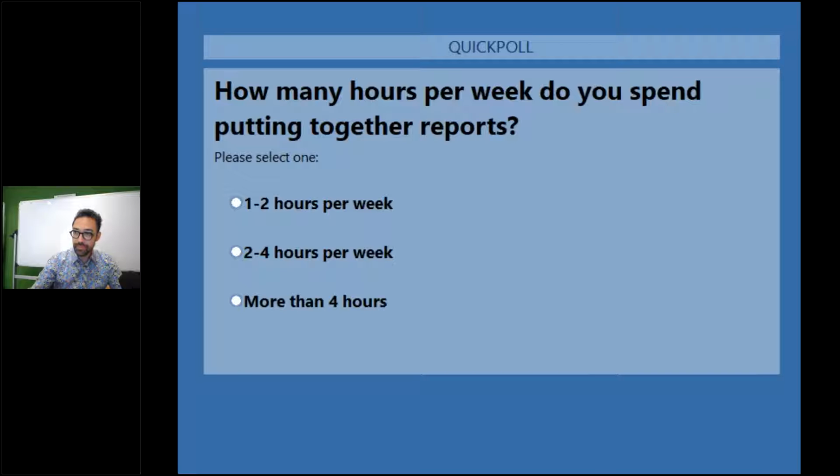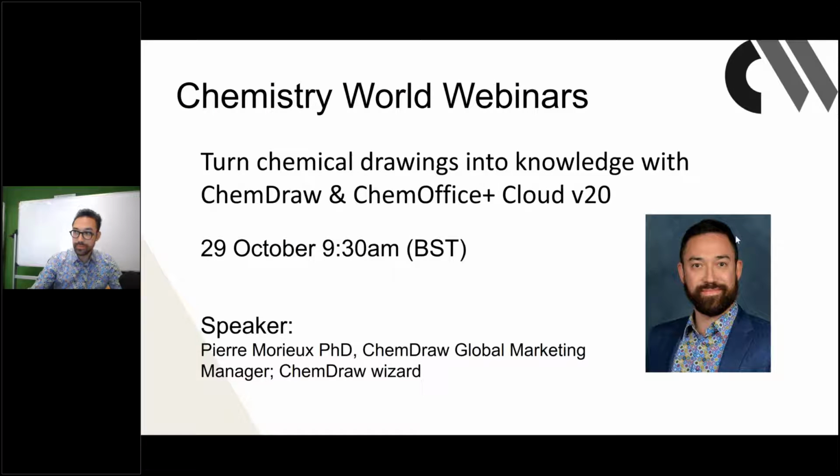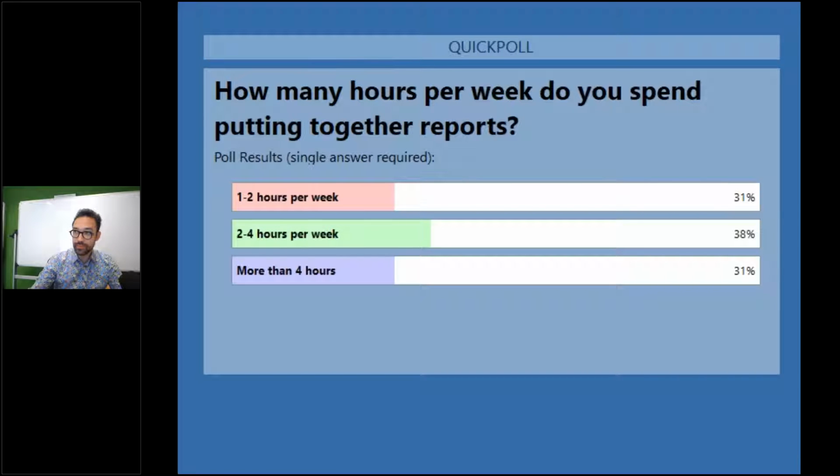So let's have a look, and it's a relatively even spread, but most people by a whisker are spending between 2 and 4 hours per week just putting together reports, but a roughly even spread throughout all of the audience. But still, a third of you here, and we've got almost 400 people in the room right now, so well over 100 people are spending more than 4 hours every week just building those reports.